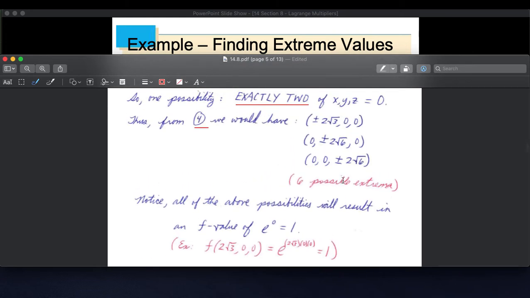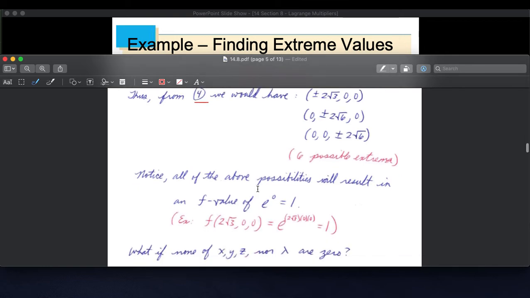Now, here's the thing. You might think we're done, but we're not. This was just one possibility, just us playing with the number 0. What if none of x, y, z, nor lambda are 0? What if we didn't have any zeros at all? Could that be a possibility? Again, this is just us playing with numbers. Before you get concerned, you'll get better and better at this. I will be requiring you to use Lagrange multipliers for one of your test problems, so make sure you know this method.